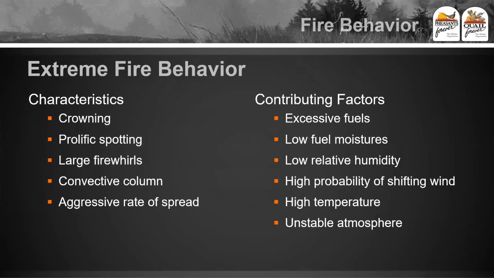So we see characteristics of extreme fire behavior: crowning, spotting, large fire whirls, dust devils, aggressive rate of spread. And most of the time, that's all due to excessive fuels, low fuel moistures, or low relative humidity, which are both combined together really. Same thing with high temperature and an unstable atmosphere.